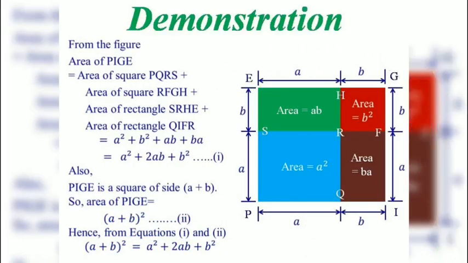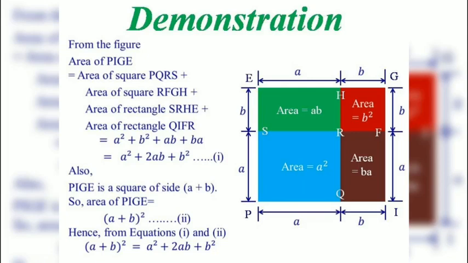So demonstration, what do you observe from this figure? From the figure, area of the square PIGE having side a plus b is equal to area of square PQRS plus area of square RFGH plus area of rectangle SRHE plus area of rectangle QIFR. That is equal to a square plus b square plus ab plus ba, or that is equal to a square plus 2ab plus b square.